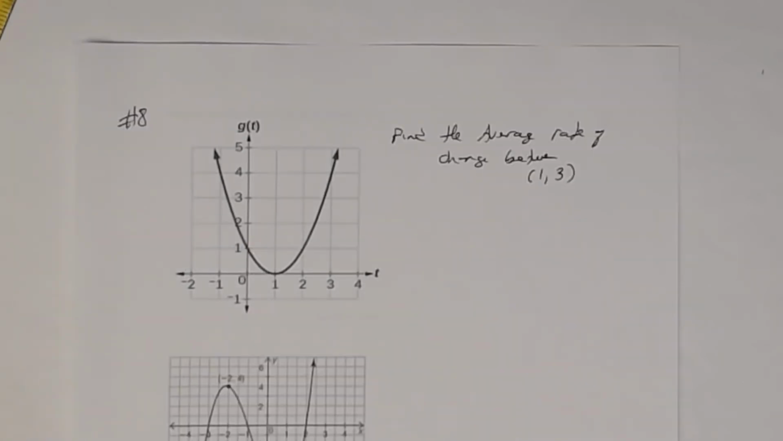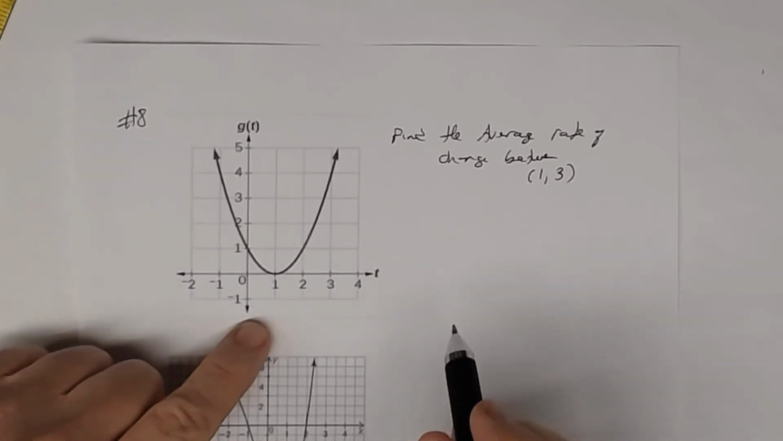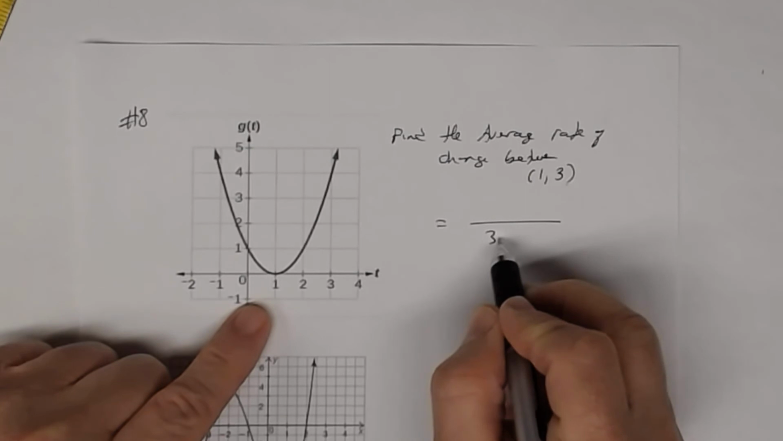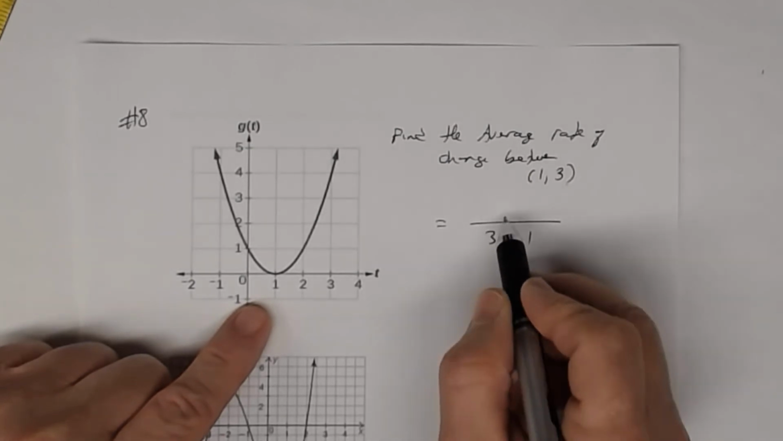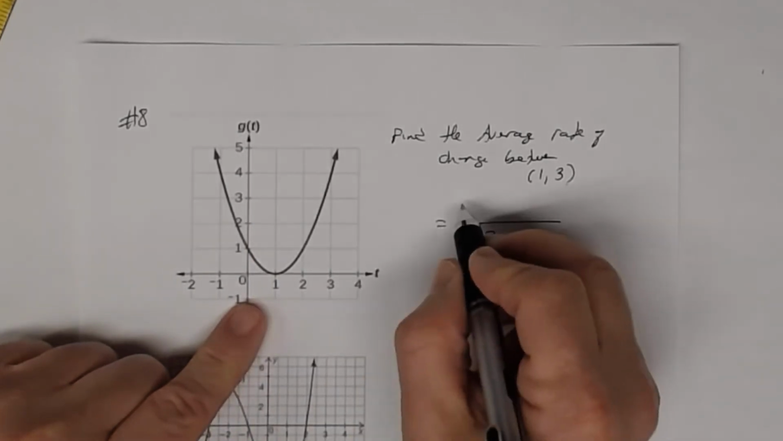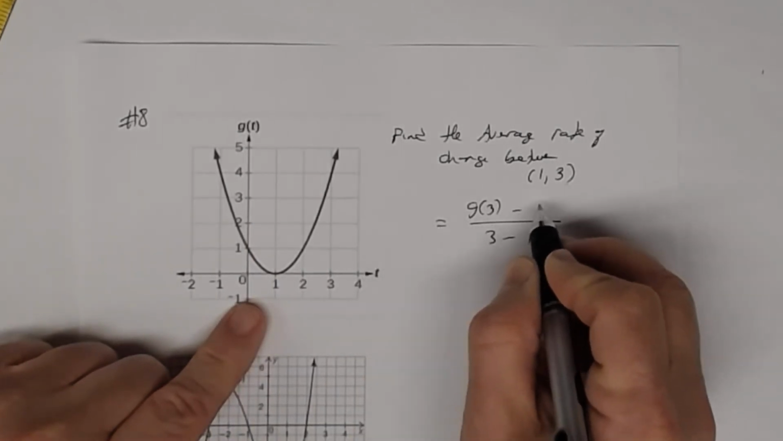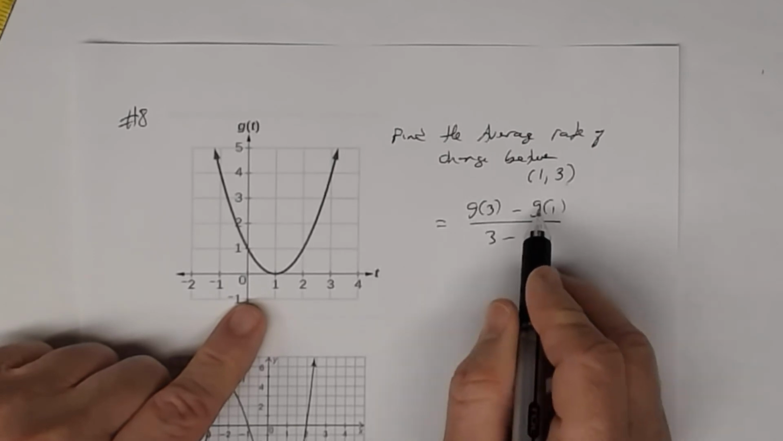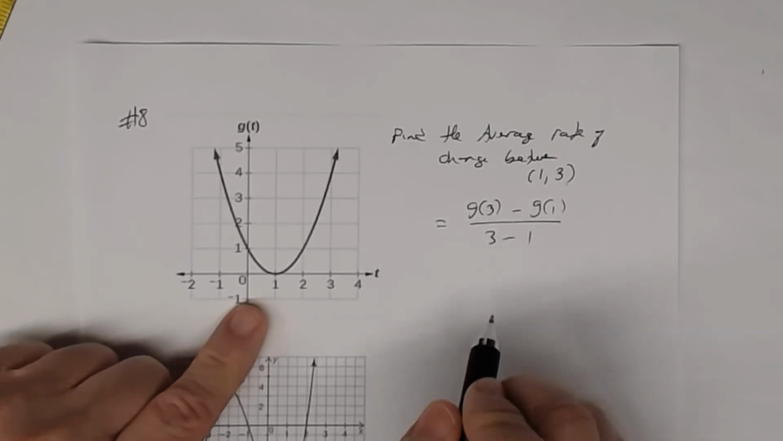All right, let's go to number 8. Find the average rate of change between 1 and 3. So remember, the average rate of change, you're going to say 3 minus 1, and then up here, let me just, they call this g, function g. So let's say you're going to find g of 3, and then you can subtract g of 1. So find the y value that corresponds to 3. Find the y value that corresponds to 1.